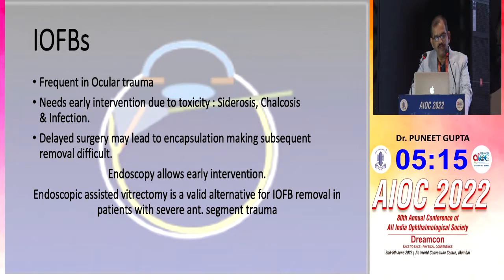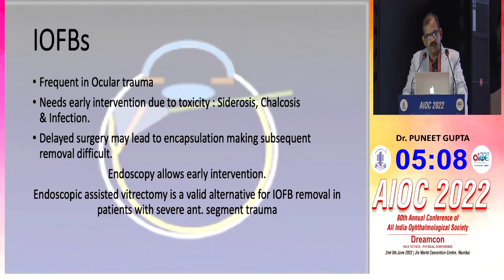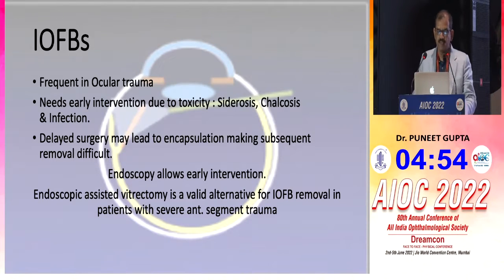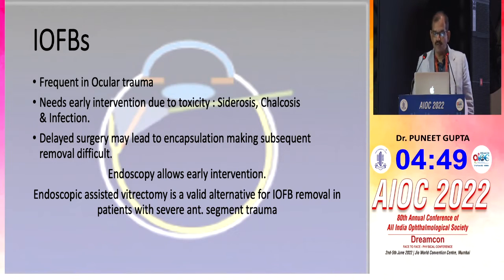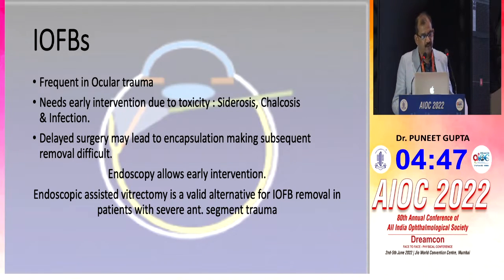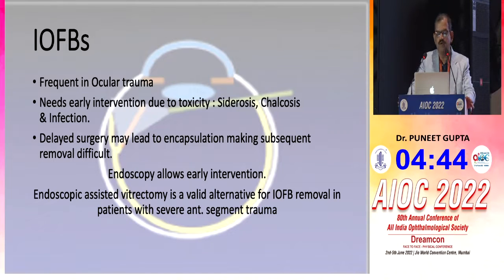Intraocular foreign bodies are frequent in ocular trauma, and they need early intervention due to toxicity issues. If an intraocular foreign body is lying there for long, there are chances of developing siderosis, chalcosis, and possibly infection. Delayed surgery may lead to encapsulation of the foreign body, making its subsequent removal difficult. Endoscopy allows early intervention, and endoscopic assisted vitrectomy is a valid alternative in these kinds of situations.